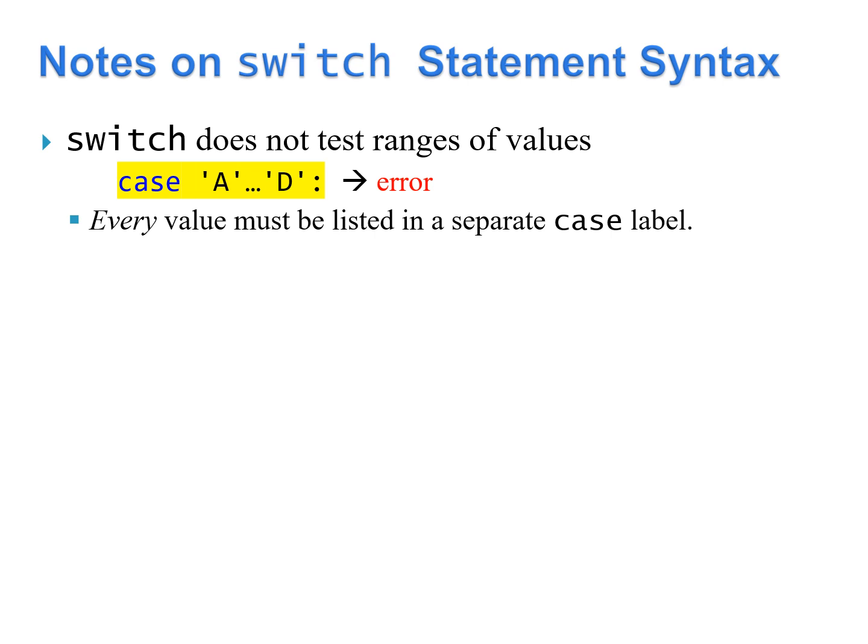There are a few notes on the syntax of the switch statement that you should be aware of. First, the switch statement does not test ranges of values. If you listed a range of values in a case label, such as from capital A to capital D, like this, you would get a syntax error. Every value must be listed in a separate case label. For example, to cover cases from capital A to capital D, you would have to write case capital A, then case capital B, then case capital C, then case capital D.